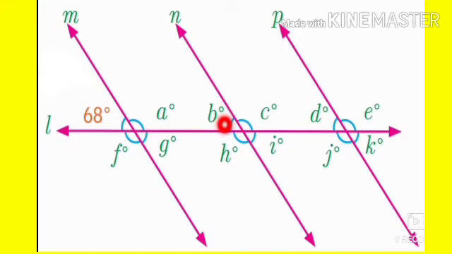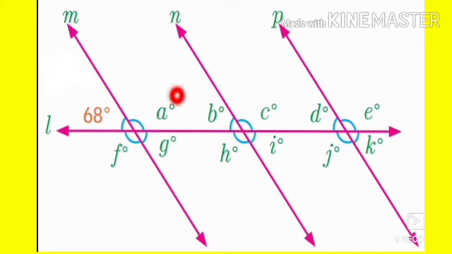Here these two angles are on the same side, and also b degree is in the interior region, inside the figure, and 68 is in the outside region. So they are corresponding angles. Are you clear? So b degree and 68 degree are corresponding angles because they lie on the same side, and one is inside the region and the other is outside the region.